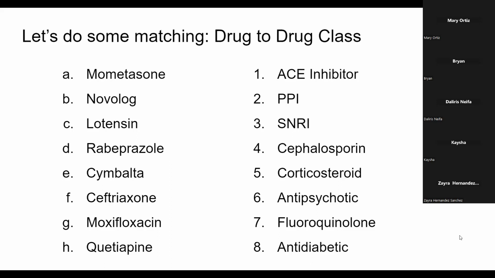All right. H is 6. Yes, quetiapine is an antipsychotic medication. So what kind of things would quetiapine be used for? Or actually, what's the brand for quetiapine? Yes, Seroquel, or quetiapine is the generic. So it's an antipsychotic. So what is it used for?